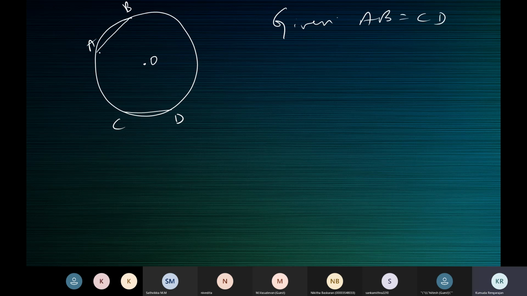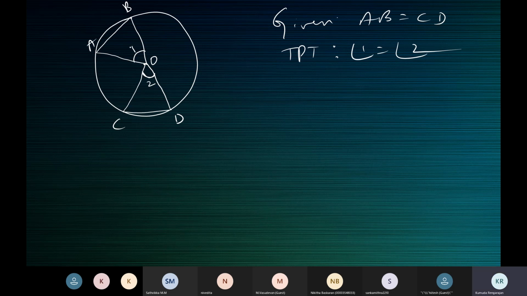Now, what is the angle made by chord AB at the center? Join A to O, B to O. This is the angle made by chord AB at the center. Which is the angle made by chord CD at the center? Join C to O, D to O. This is the angle subtended by chord CD at the center. If AB is equal to CD, we need to prove that angle 1 is equal to angle 2.